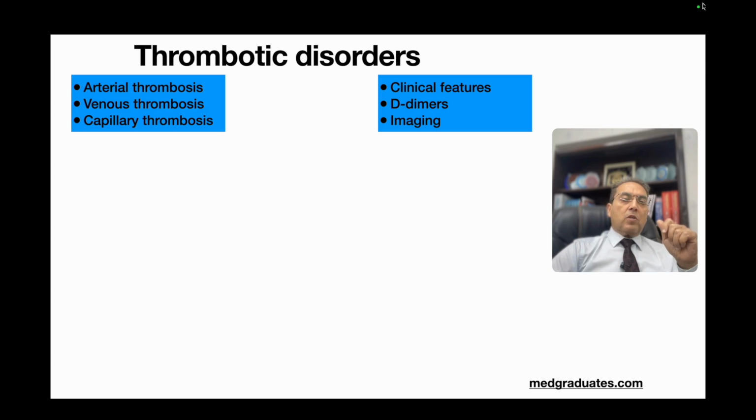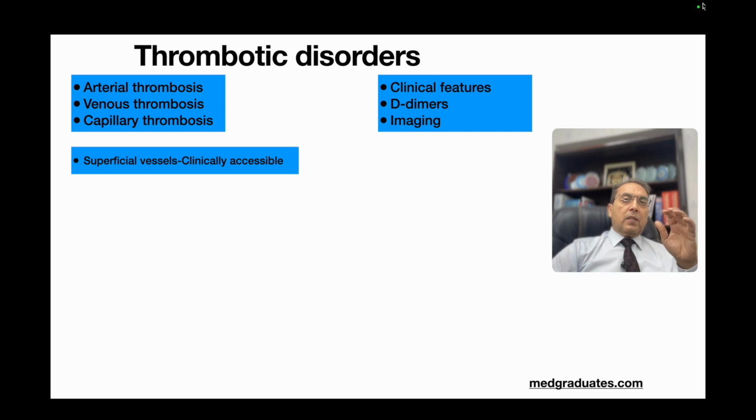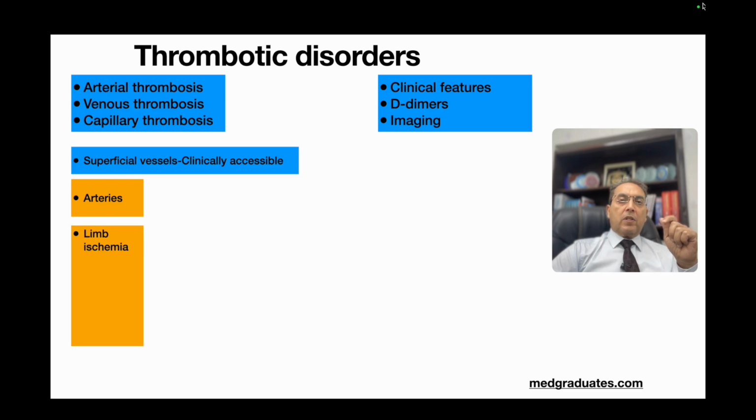So we can find out, is there any obstruction? Now, obstruction can present in two different ways. Superficial vessels, which are clinically accessible, and deeper vessels, which are not clinically accessible. The superficial vessels which are clinically accessible can be the arteries. The patient can present with limb ischemia, a stroke, or blindness.